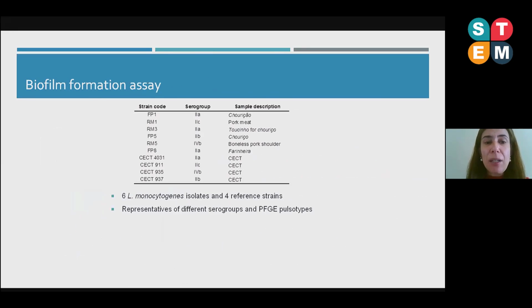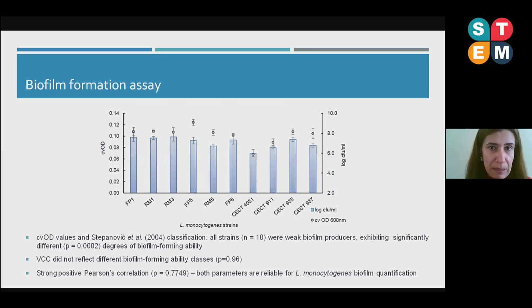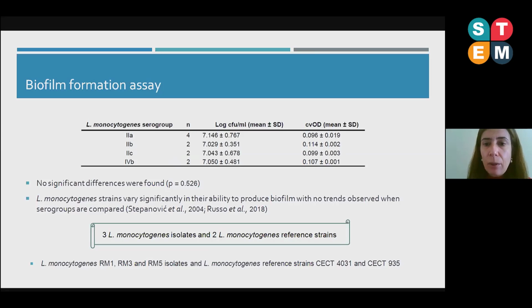Considering biofilm, strains representing different serogroups and pulsotypes were selected for this assay. We performed an in vitro biofilm assay at 30 degrees, 20 degrees, and 12 degrees. All the strains we selected were weak biofilm formers, and crystal violet particle density revealed significant differences in the biofilm forming ability, whereas using viable cell counts, no significant differences were detected. Serogroups and biofilm formation revealed no significant differences.